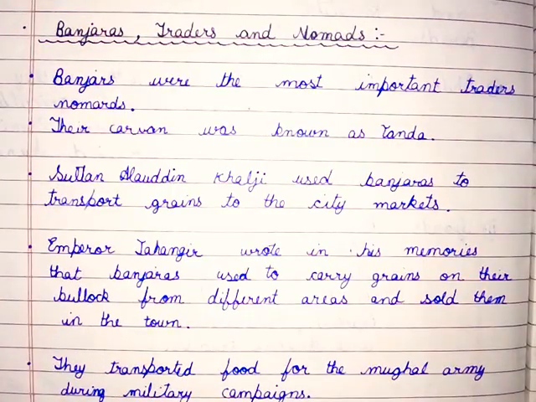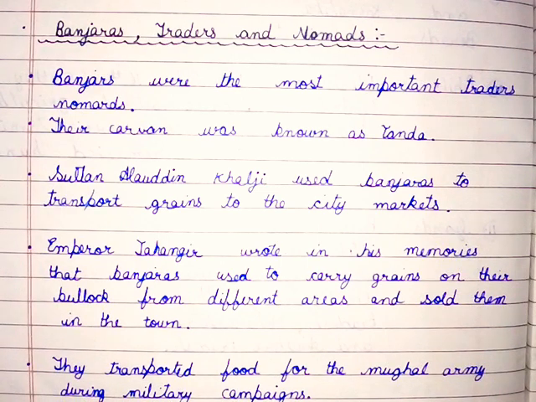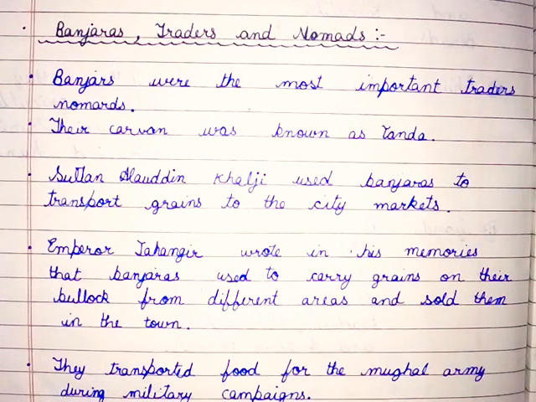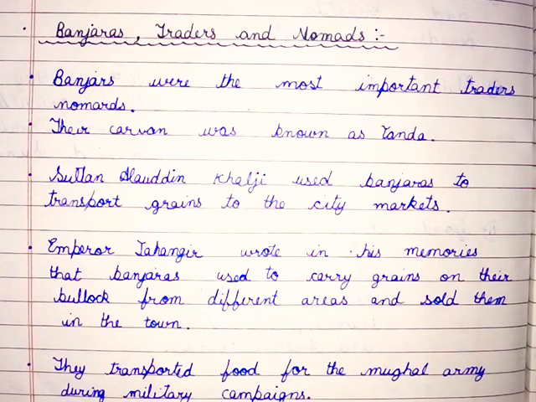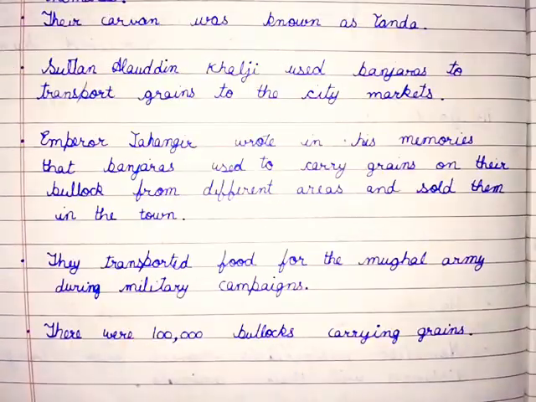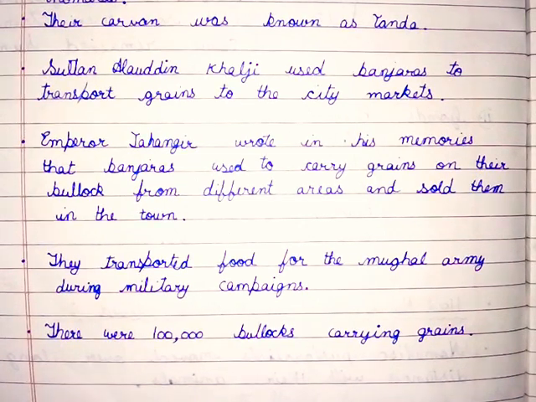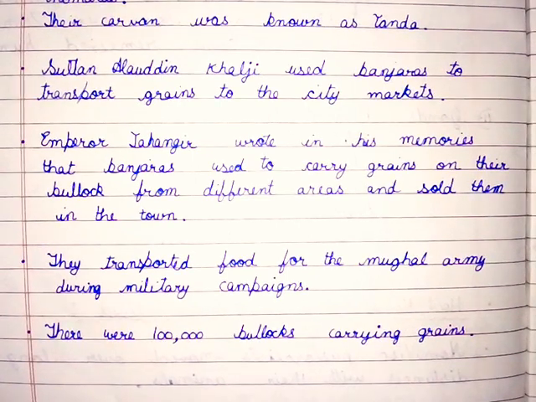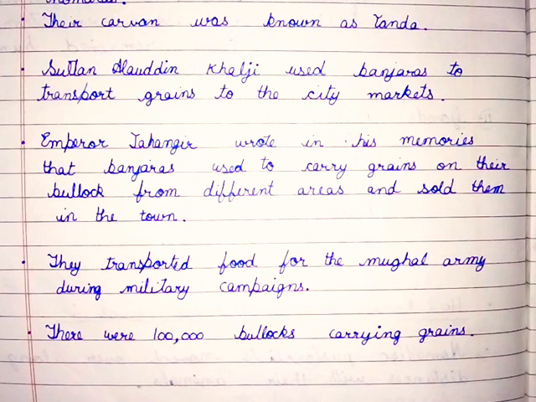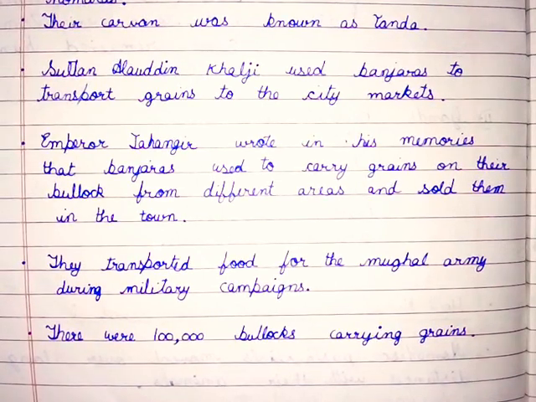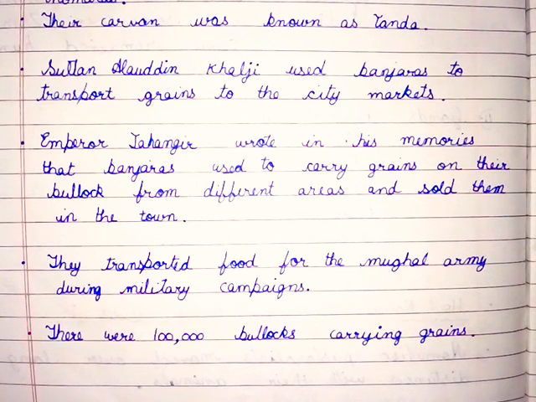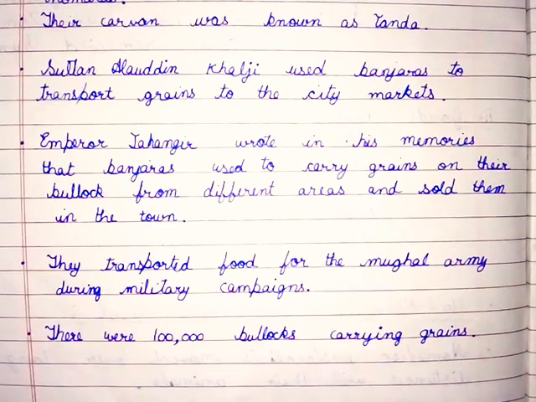Banjaras, traders and nomads. Banjaras were the most important traders and nomads. Their caravan was known as Tanda. Sultan Alauddin Khalji used Banjaras to transport grains to the city markets. Emperor Jahangir wrote in his memoirs that Banjaras used to carry grains on their bullocks from different areas and sell them in the town. They transported food for the Mughal army during military campaigns. There were 1 lakh bullocks carrying grains.